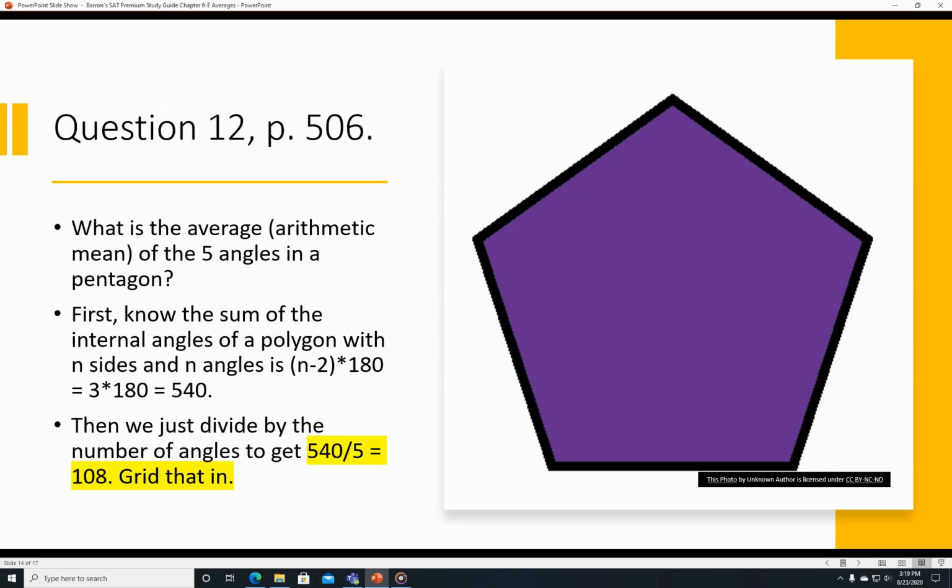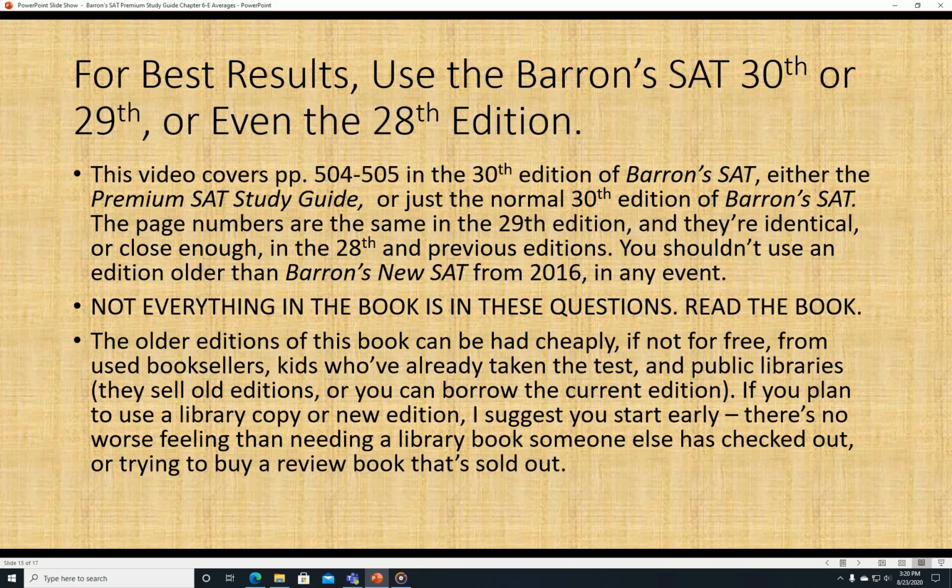Question 12, page 506. What is the average or arithmetic mean of the 5 angles in a pentagon? First, you need to know the sum of the internal angles of a polygon with n sides and n angles is n minus 2 times 180, which is 3 times 180 equals 540. Then we just divide by the number of angles to get 540 over 5, which is 108, and you just grid in 108.